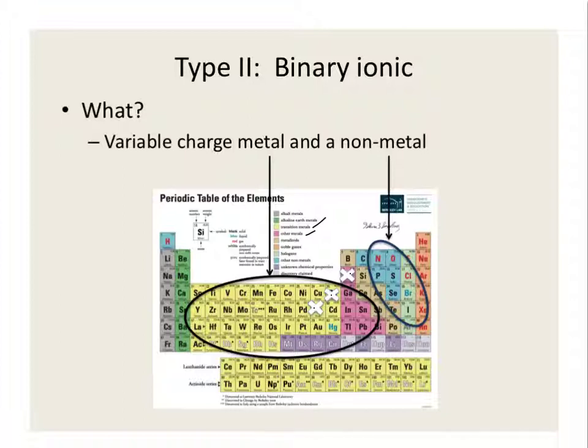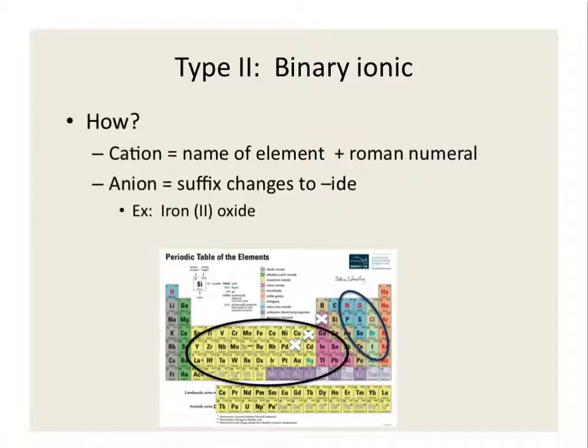So here, since these charges are unpredictable, we use a Roman numeral to indicate the charge, and we'll talk about that in the next slide. Okay, so the cation in this case, again, is one of those transition or other metals, and the suffix of the nonmetal changes to "ide." So for example, iron, we don't know its charge, it's different every time, so we have to say it's iron 2 oxide, and that would mean that iron has a 2 plus charge. So I want you to know that this Roman numeral here refers to that 2 plus charge.